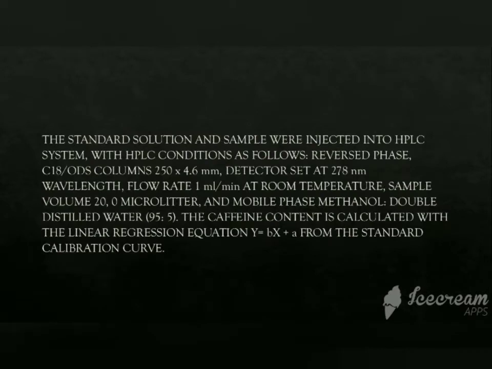The standard solution and sample were injected into HPLC system with HPLC conditions as follows: reverse phase C18 ODS column, detector set at 278 nanometer wavelength, flow rate 1 ml per minute at room temperature, sample volume 20 microliter and mobile phase methanol, double distilled water with ratio 95:5. The caffeine content is calculated with the linear regression equation, that is y equals bx plus a, from the standard calibration curve.